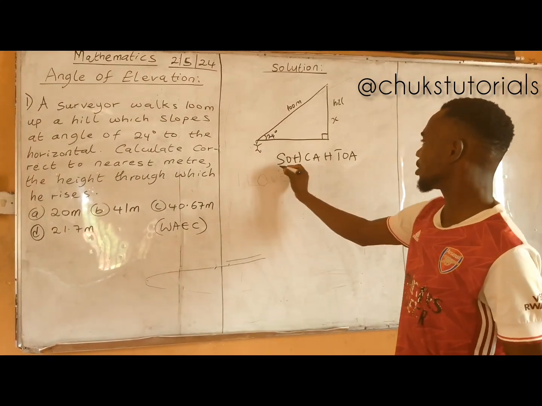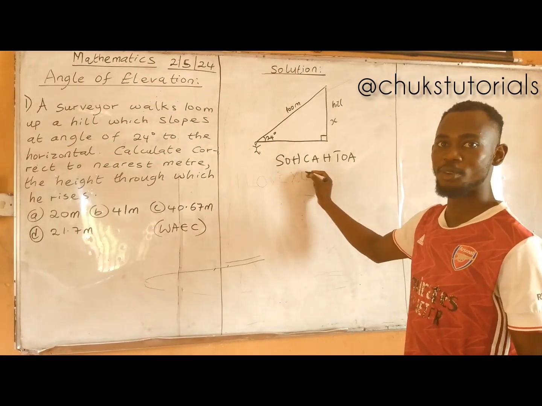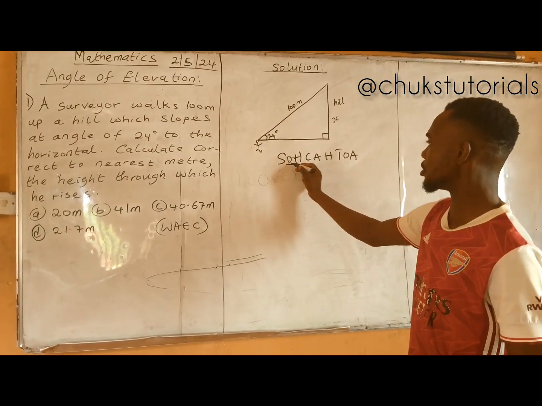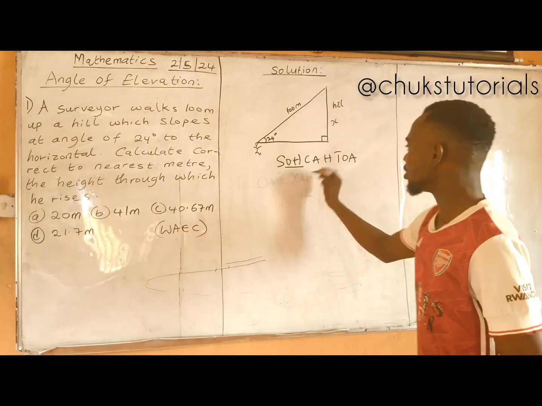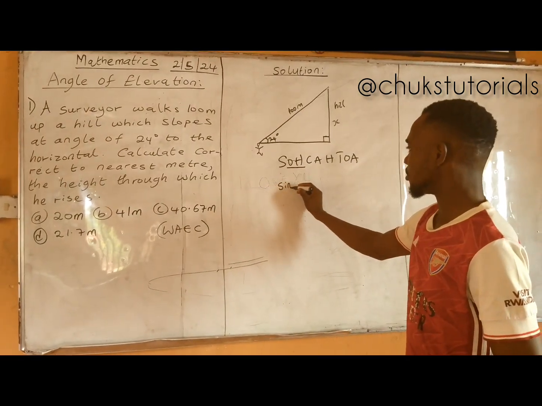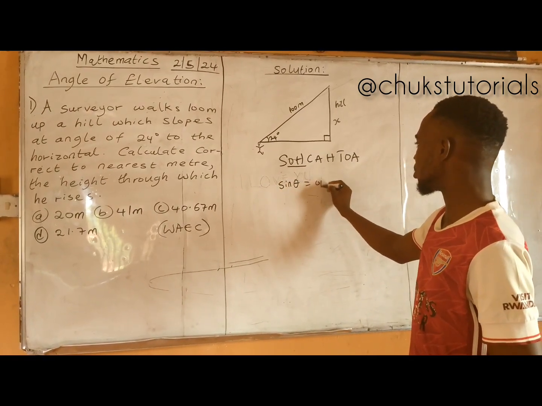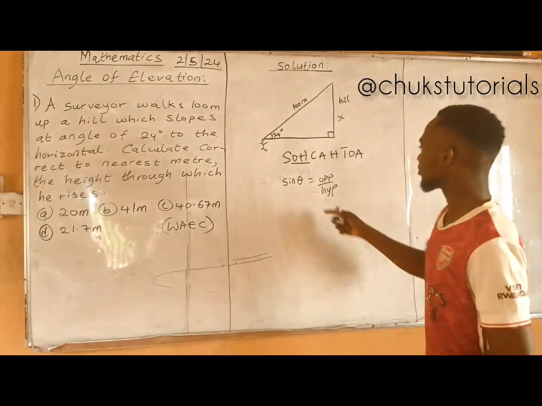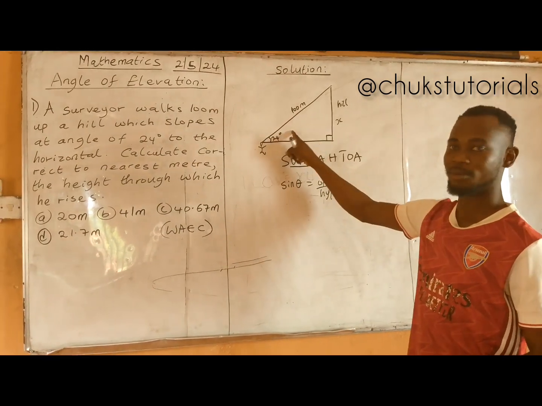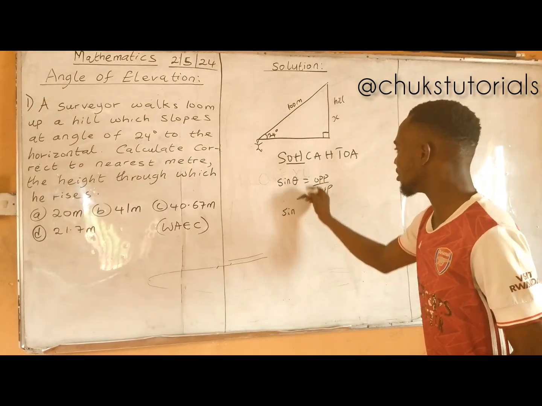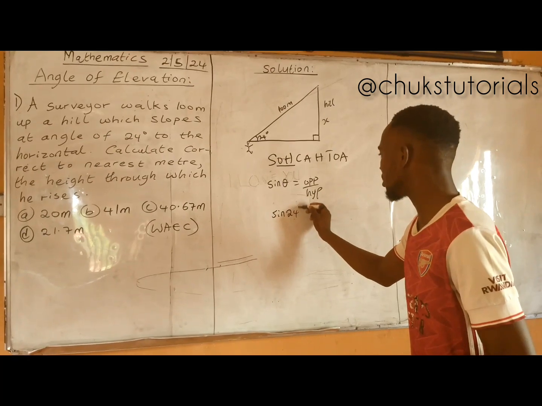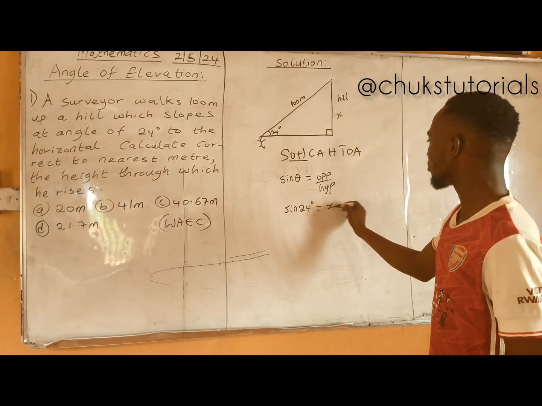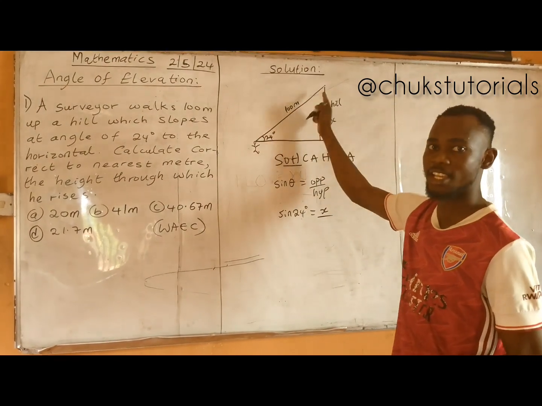So which of the trigonometric ratios consists of opposite and hypotenuse? I think that's the sine. O is for opposite and H is for hypotenuse. So we are using sine theta to solve. Sine theta is equal to opposite over hypotenuse. Now, theta represents the angle. So we have sine 24 degrees is equal to the opposite, which is x, all over the hypotenuse, which is the longest side here, which is 100.